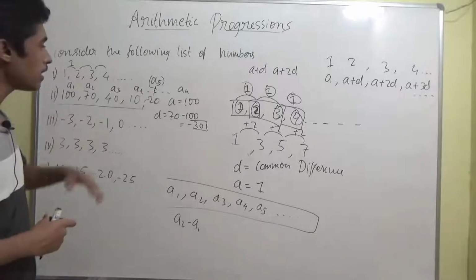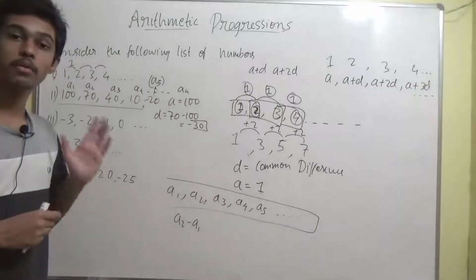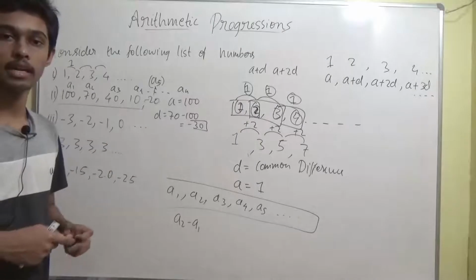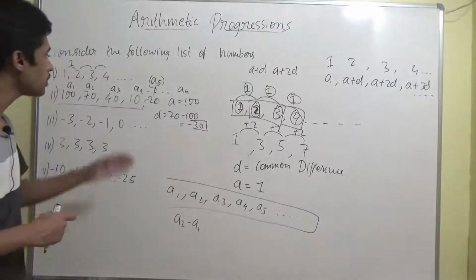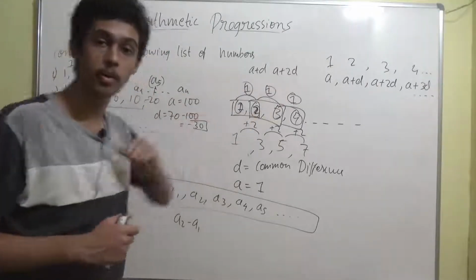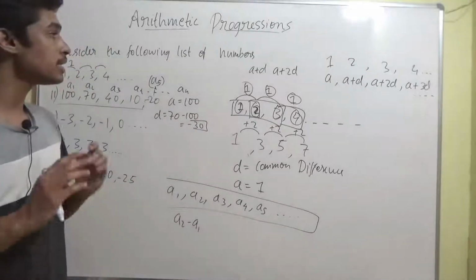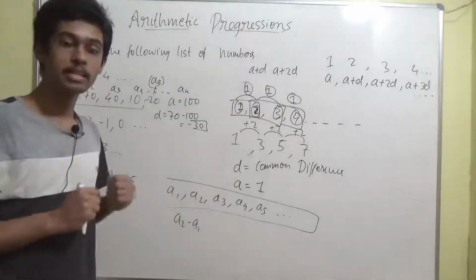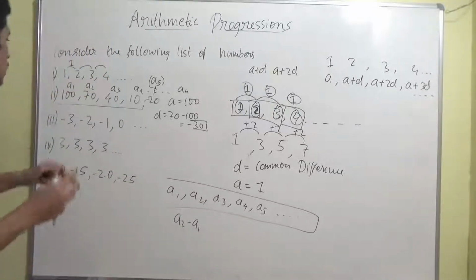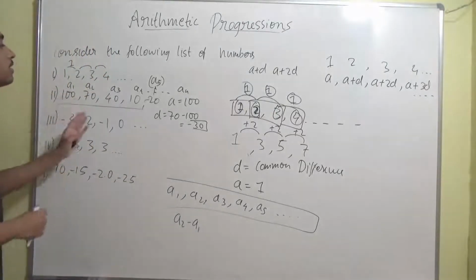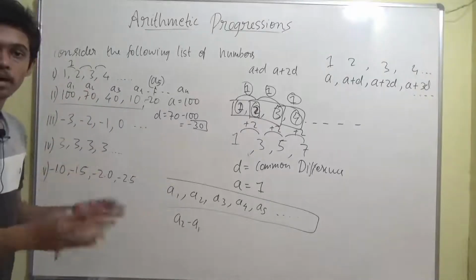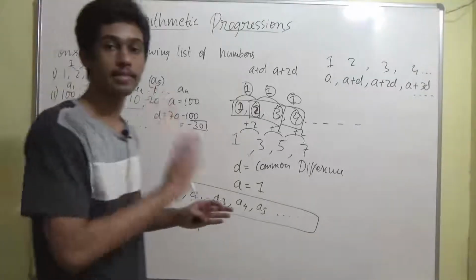So we found A5. If they tell you to find A121, how will you do it, guys? It will come tough, right? You can't go on writing 121 terms. So there is something called the general formula. In the general formula, you just put the value of A and the value of D into that formula, and you will get the value of that nth term.